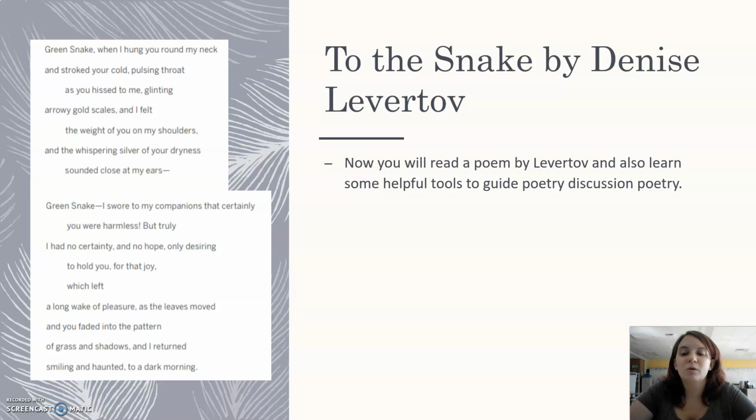So it's really important to remember those terms because throughout the unit, we'll probably be referring to it in those terms. That way you understand what a stanza is, what a line is, and things like that.